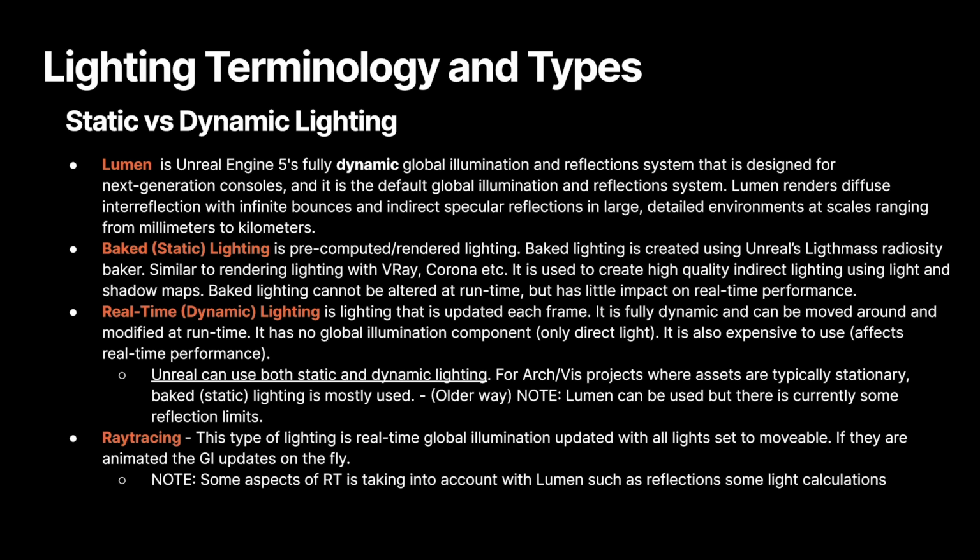Now, there is lighting that is updated each frame, real-time dynamic. It is fully dynamic and can be moved around and modified at runtime. It has no global illumination component. This is relating more to the baking. I can have baking, and then I can have a dynamic light that moves around in there. So I can have a light that's movable, but you're not going to get any GI off that little sucker. So Unreal can use static and dynamic, and again, that's more towards baking.